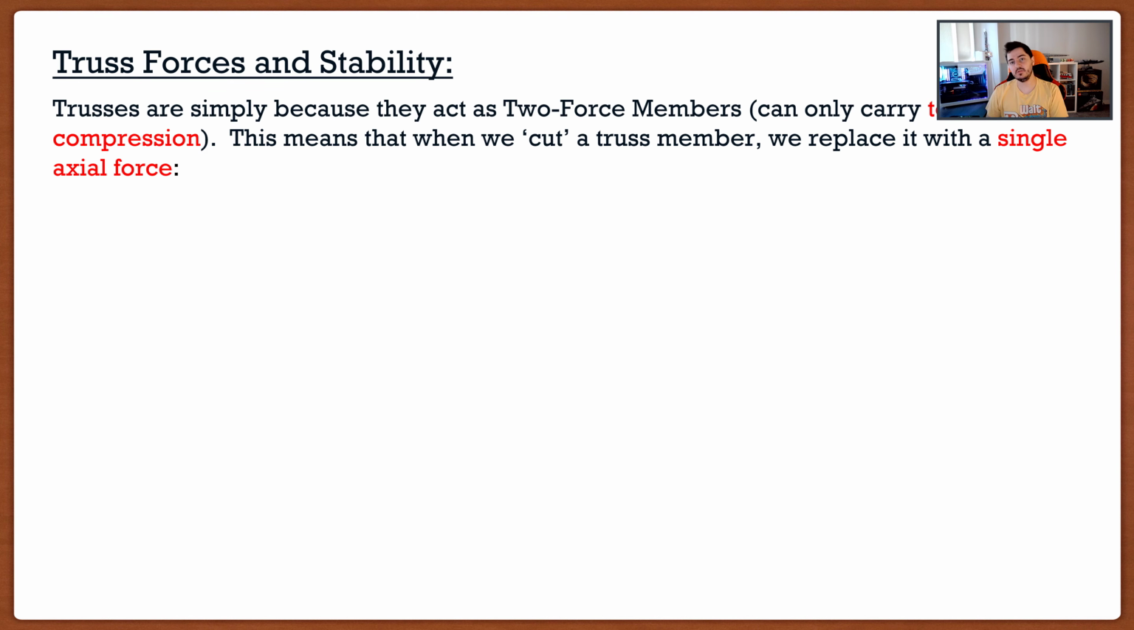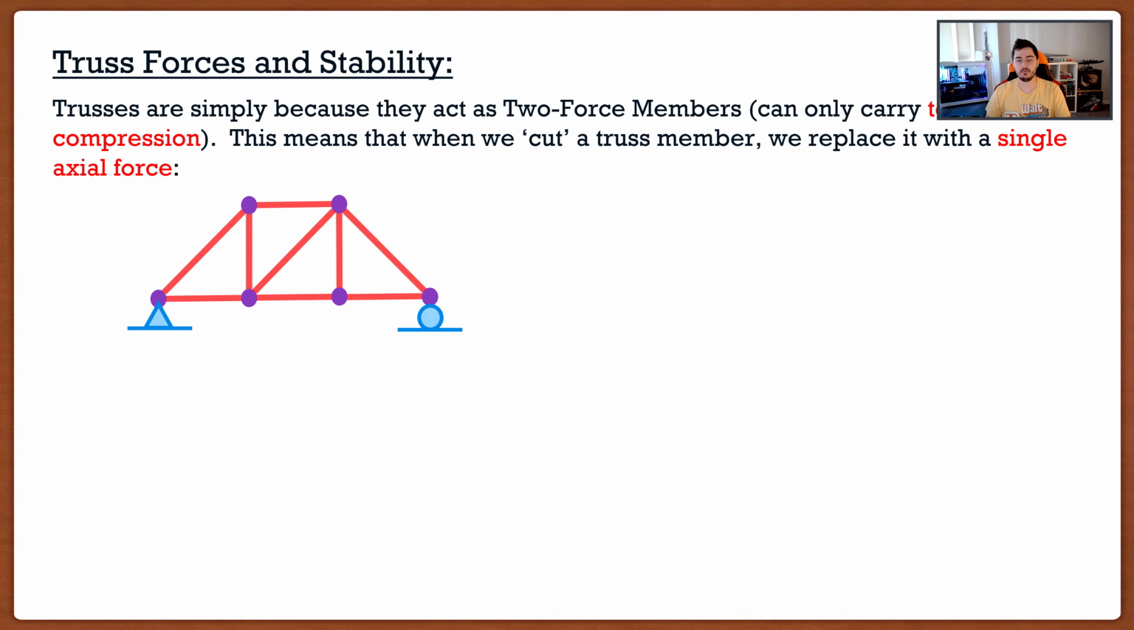And this is nothing new. This is something that we did back in particle equilibrium. Remember, if we made a free body diagram and we cut through a rope or a cable, we had to replace that with an axial force. So it's going to be the same thing here. So let's say that we have our truss structure, and for some reason I'm very interested in this left-hand side. Now notice that the box that I create cuts through three of the members.